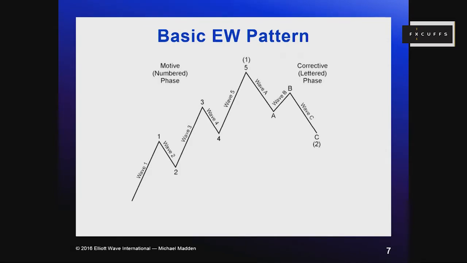Following the wave 2 correction, we look for another 3 waves to advance. Once those 3 waves are in place, the 4th wave correction cannot end in the price territory of this wave 1 high. Then when the 4th wave ends, 5 more waves advance to complete the 5-wave structure.